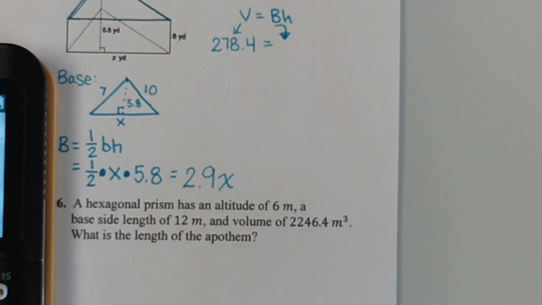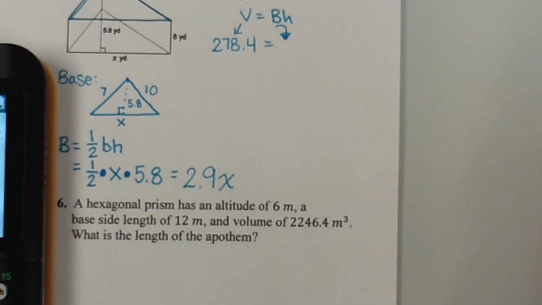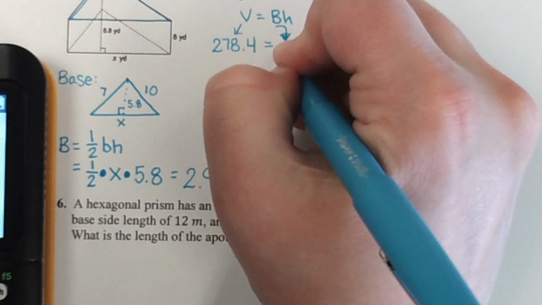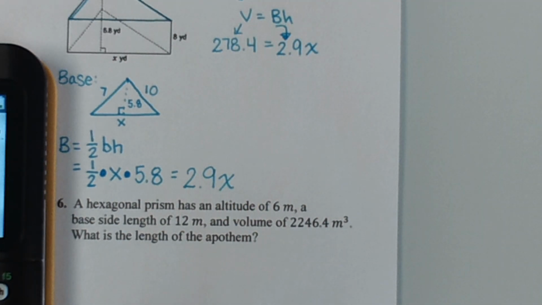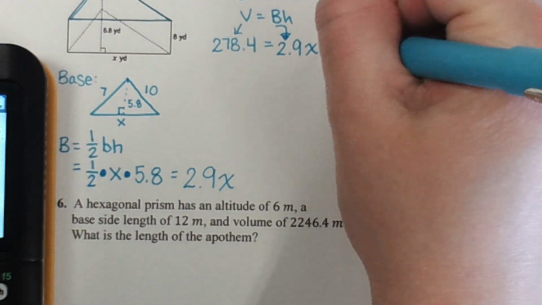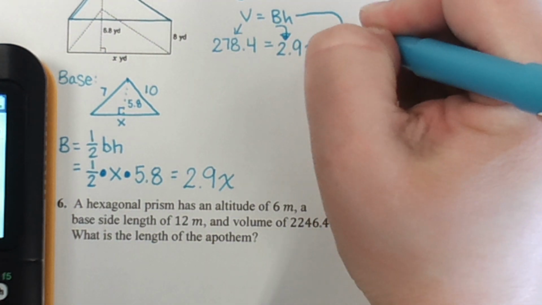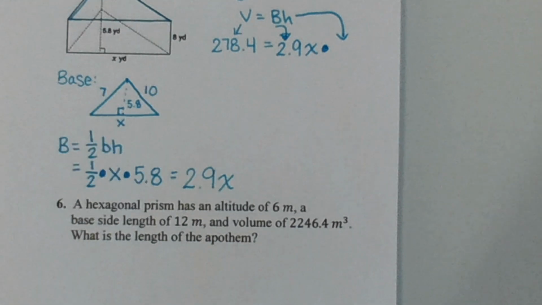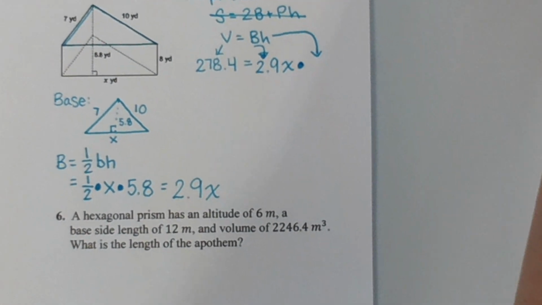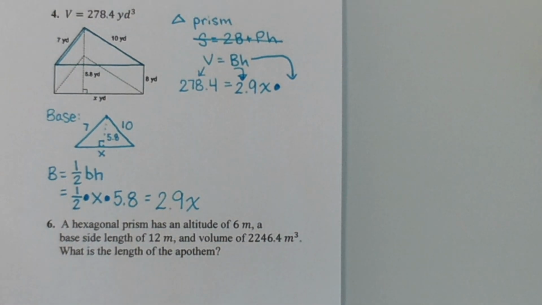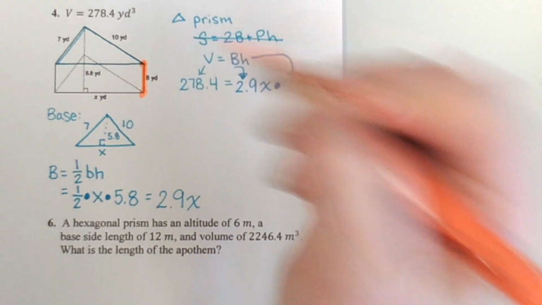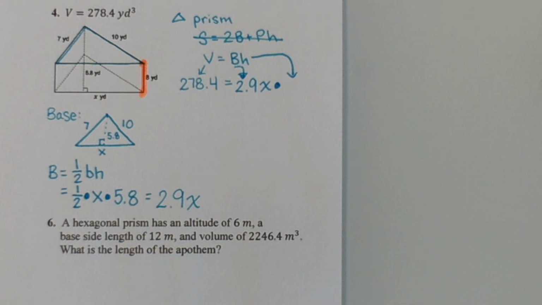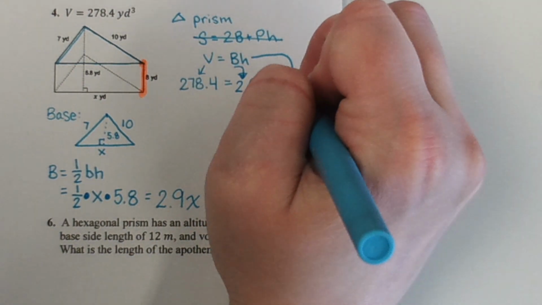That can still go into this formula. Just because it has an X doesn't mean it can't. For B, I'm going to put 2.9X in, times... what is the height of this prism? No, that's the height of the triangle, 5.8. To get the height of the prism, you have to go from corner of base to corner of base. The only segment that does that, now technically it has to be perpendicular, but I'm not trying to trick you, is 8.